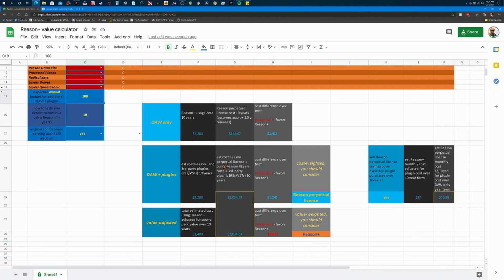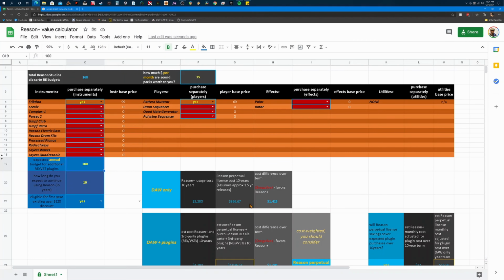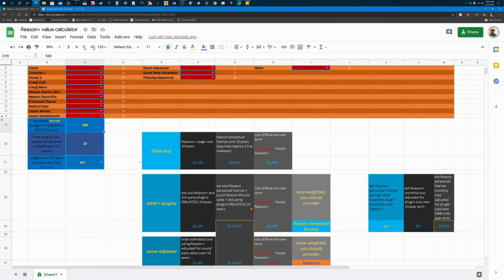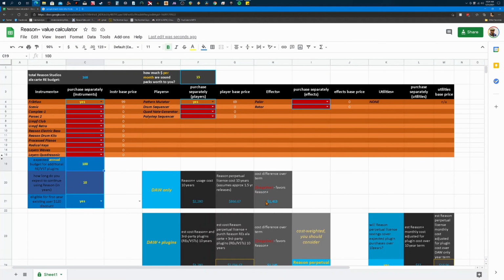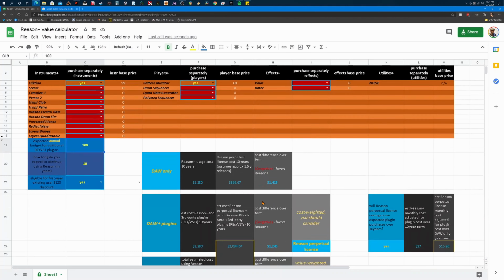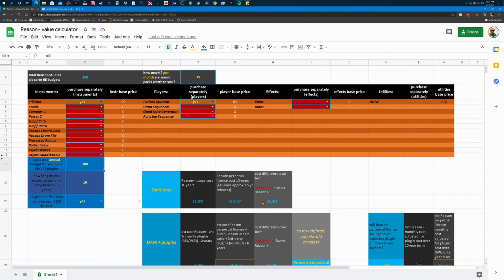Hopefully I did all the math right. If anybody finds that I've done the math wrong, just let me know. I think I did it right, but I'm not an Excel genius or a math guy really all that much. So if I screwed something up, please let me know. But otherwise, I hope some people may find this helpful.